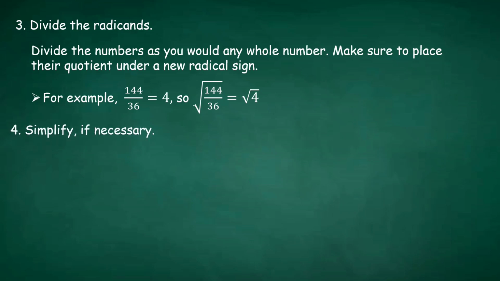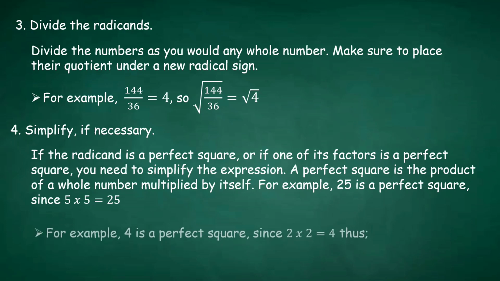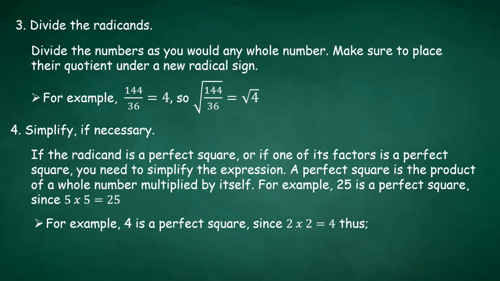4. Simplify, if necessary. If the radicand is a perfect square, or if one of its factors is a perfect square, you need to simplify the expression. A perfect square is the product of a whole number multiplied by itself. For example, 25 is a perfect square, since 5 times 5 is equal to 25. For example, 4 is a perfect square, since 2 times 2 is equal to 4, thus square root of 4 is equal to square root of 2 times 2 is equal to 2. So square root of 144 over square root of 36 is equal to square root of 4, then take the square root of 4 as 2.